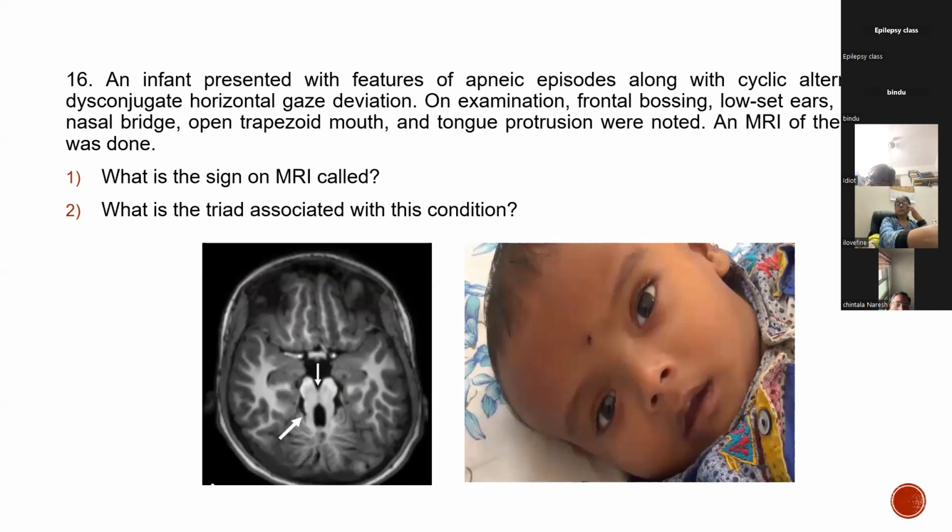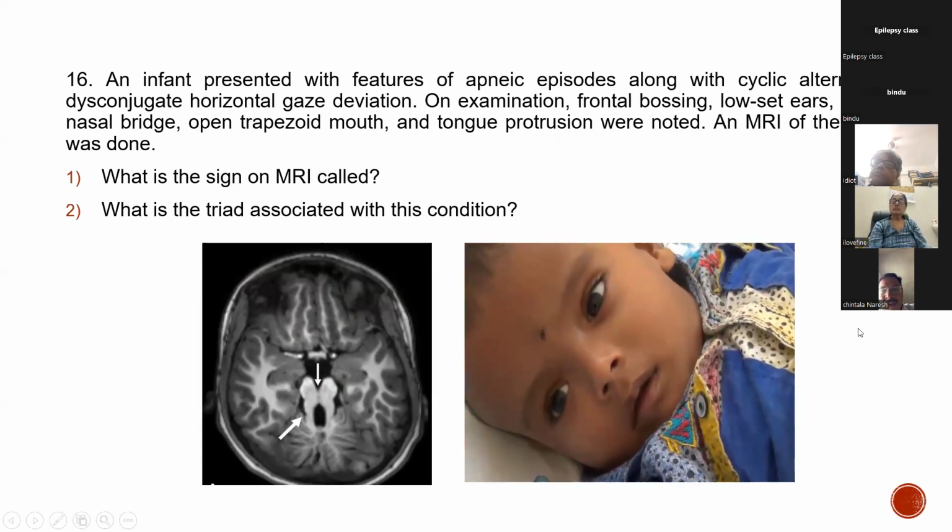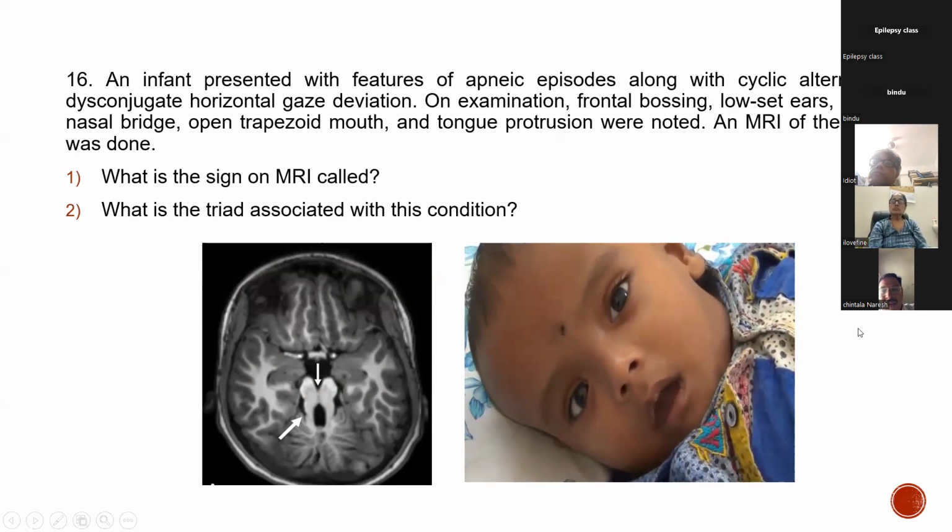Question number 16. This is an infant presented with features of apneic episodes along with cyclical alternating disconjugate horizontal gaze deviation. On examination, patient had frontal bossing, low set ears, nasal bridge, trapezoid mouth, and tongue protrusion was noted. An MRI of the brain was done. What is this sign on the MRI called and what is the triad associated with this condition? This is the video of the child depicting disconjugate horizontal gaze deviation.